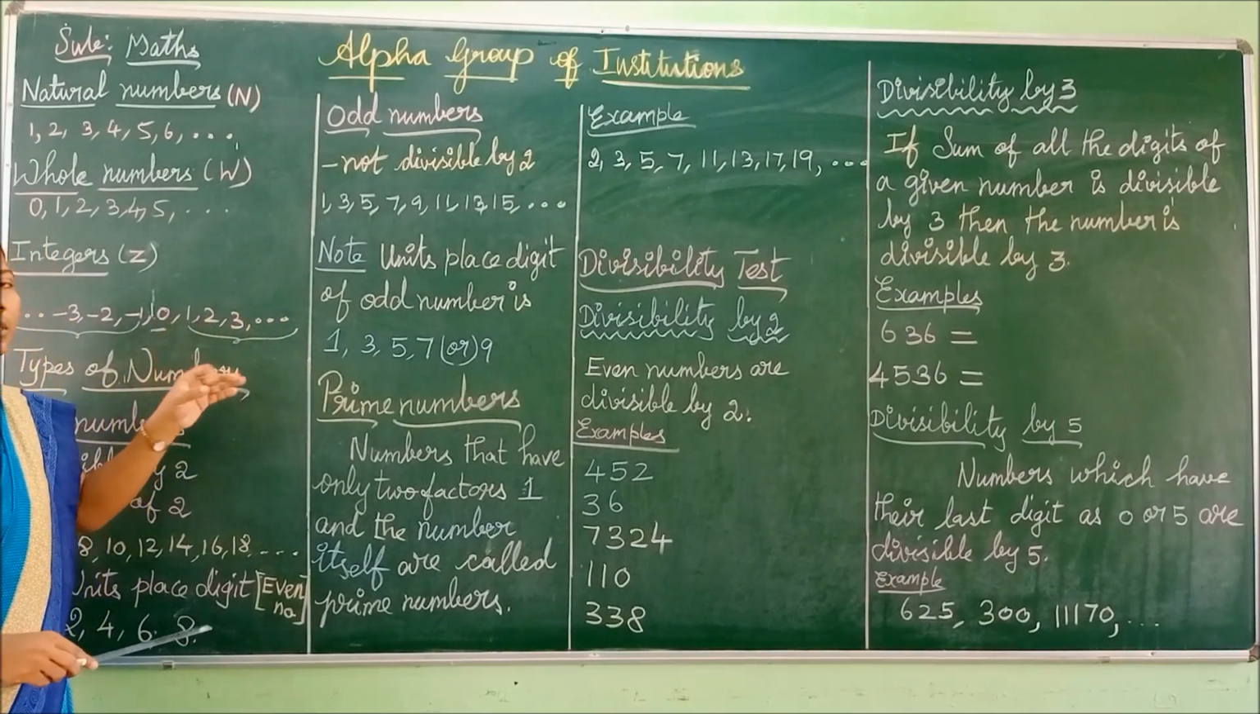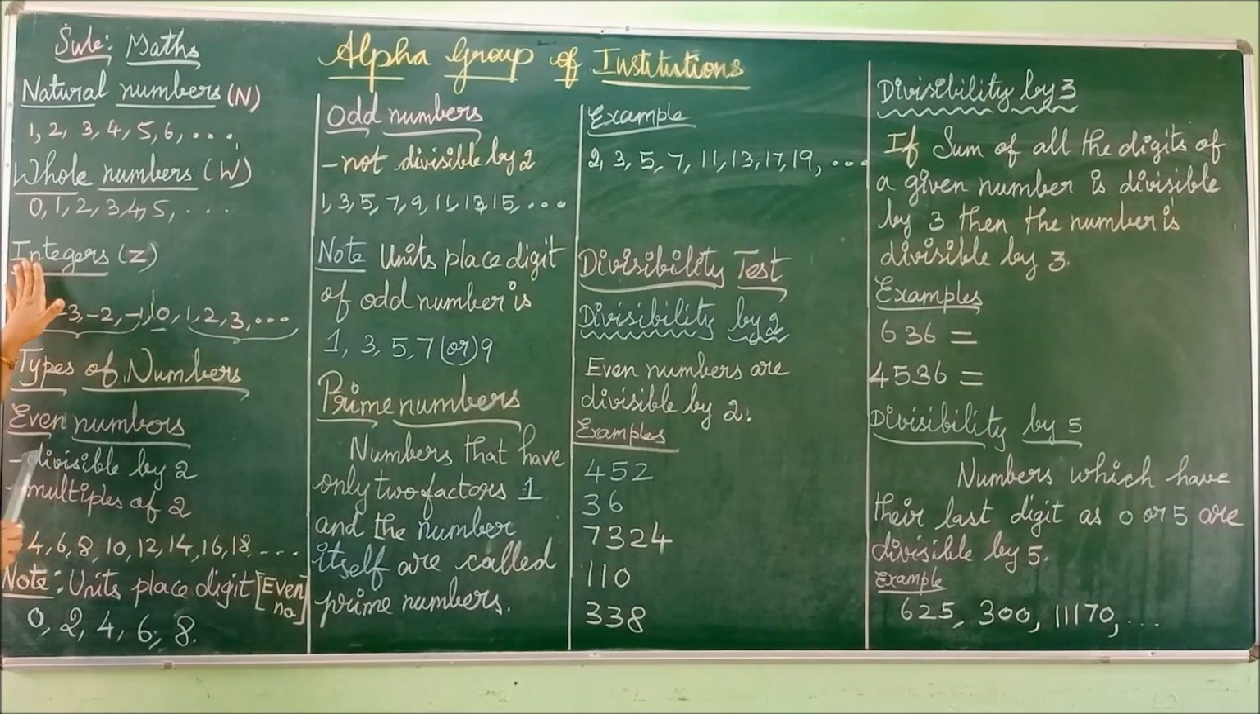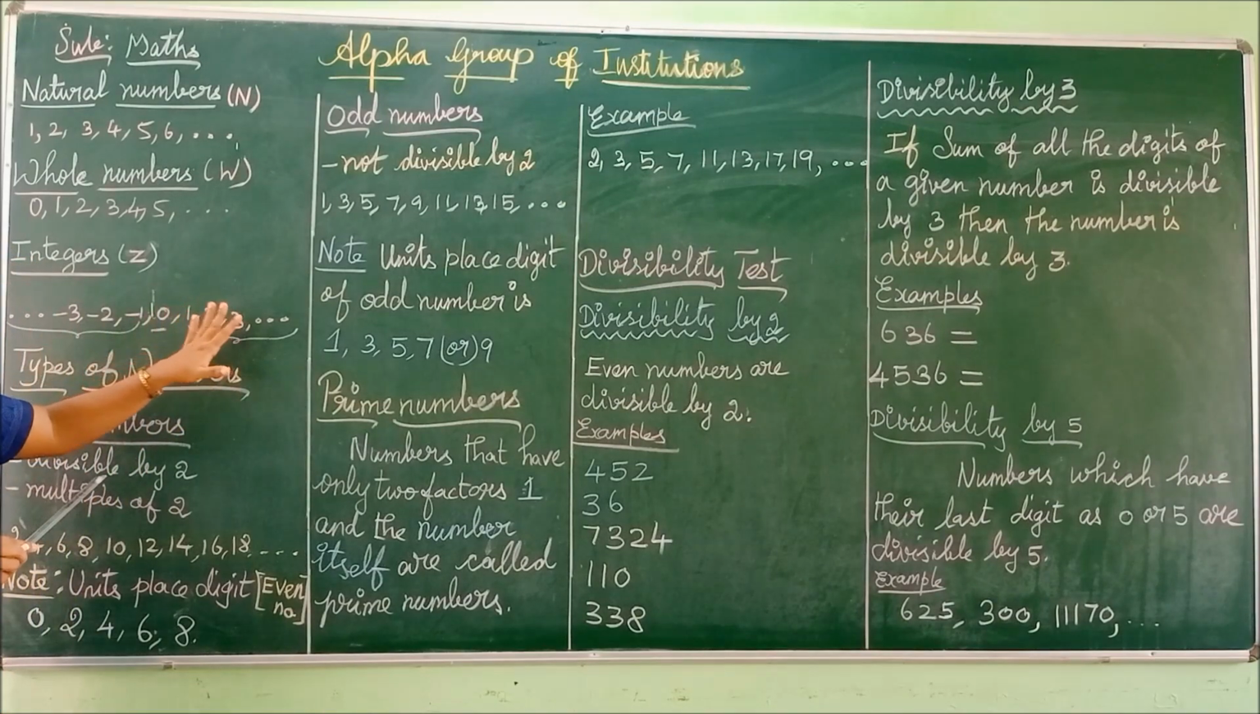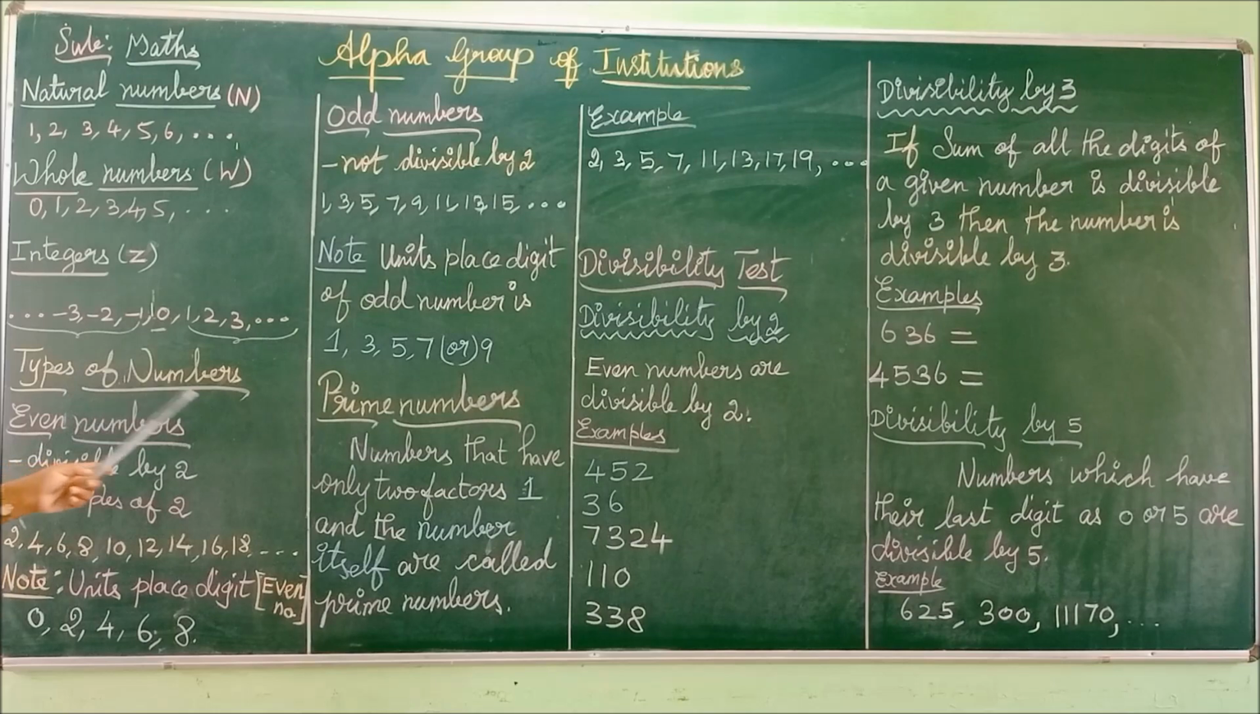So we can define integers in 3 ways. Anyway, integers contain 3 kinds of numbers. What are they? Negative numbers, 0 and positive numbers. Okay. Next we are going to see types of numbers.